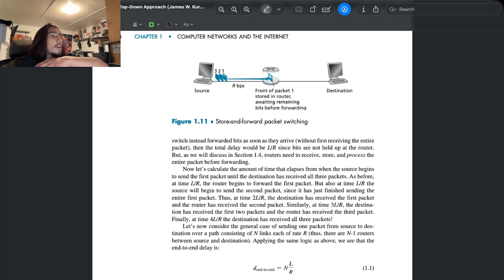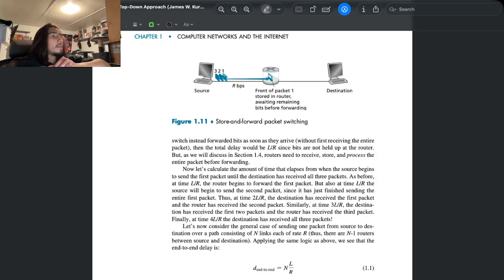Now let's calculate the amount of time that elapses from when the source begins to send the first packet until the destination has received all three packets. As before, at time L over R, the router begins to forward the first packet, but also at time L over R, the source will begin to send the second packet, since it has just finished sending the entire first packet. Thus, at time 2L over R, the destination has received the first packet and the router has received the second packet.